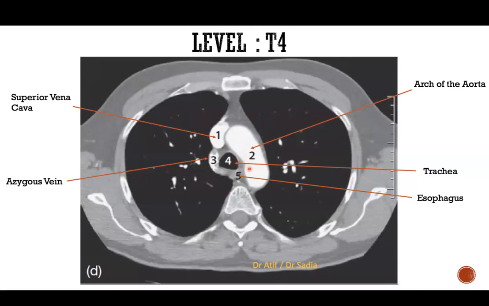You're way above the sternal angle. If you see one full artery, you're at the level of the arch of the aorta, and that's just above the sternal angle at T4.